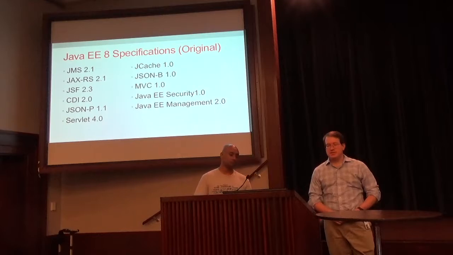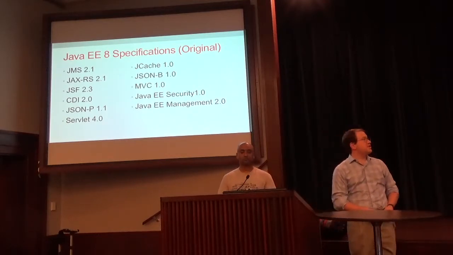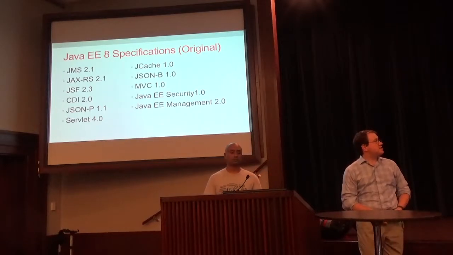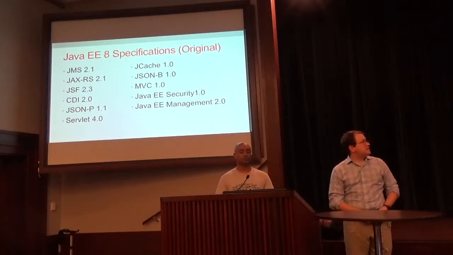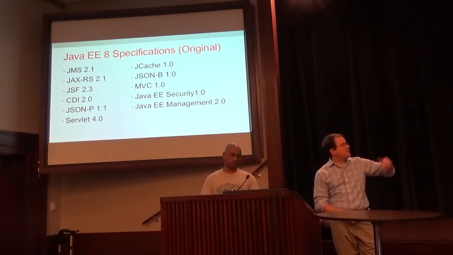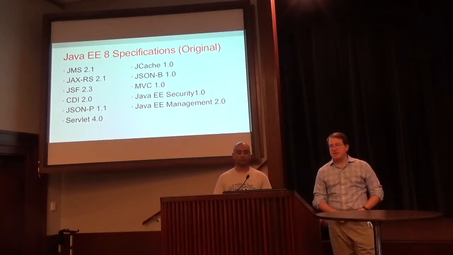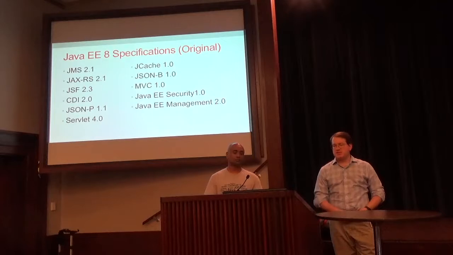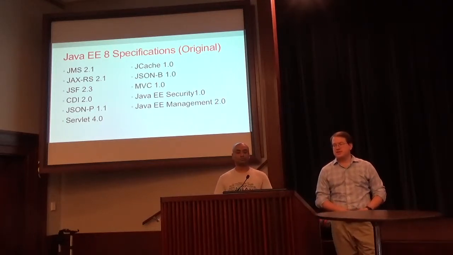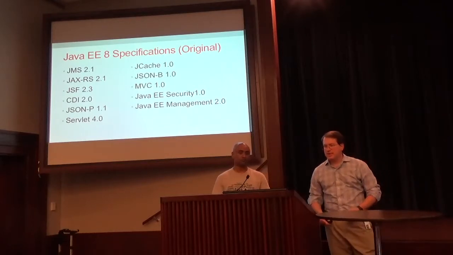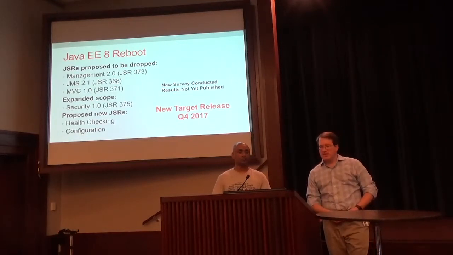So this was the original set of specifications that were to go into Java EE8: JMS 2.1, JAX-RS 2.1, JSF, CDI, JSON, and then all the way over to MVC, the security API, and the management API. As we go through this presentation, there'll be little red X's that appear on the slides for the specifications that have since been dropped by Oracle and that are not being released.